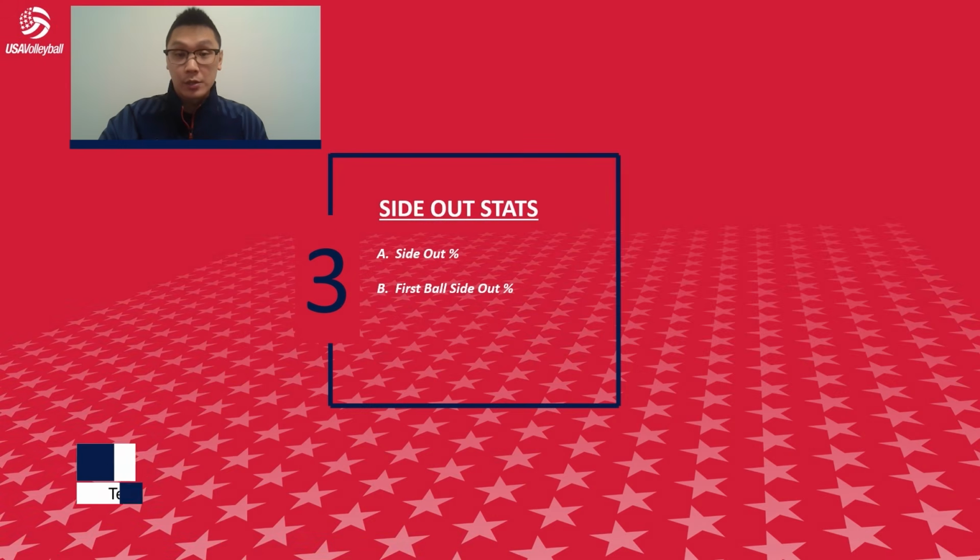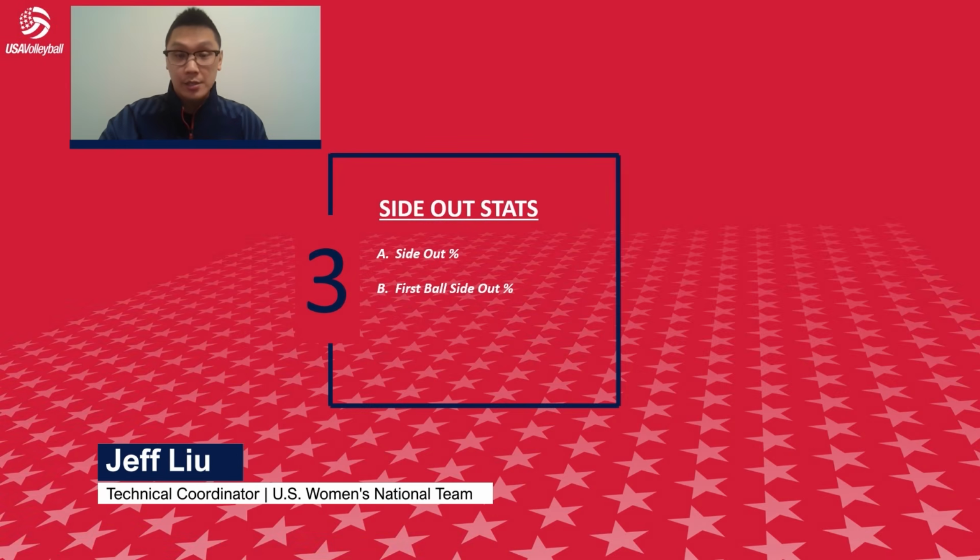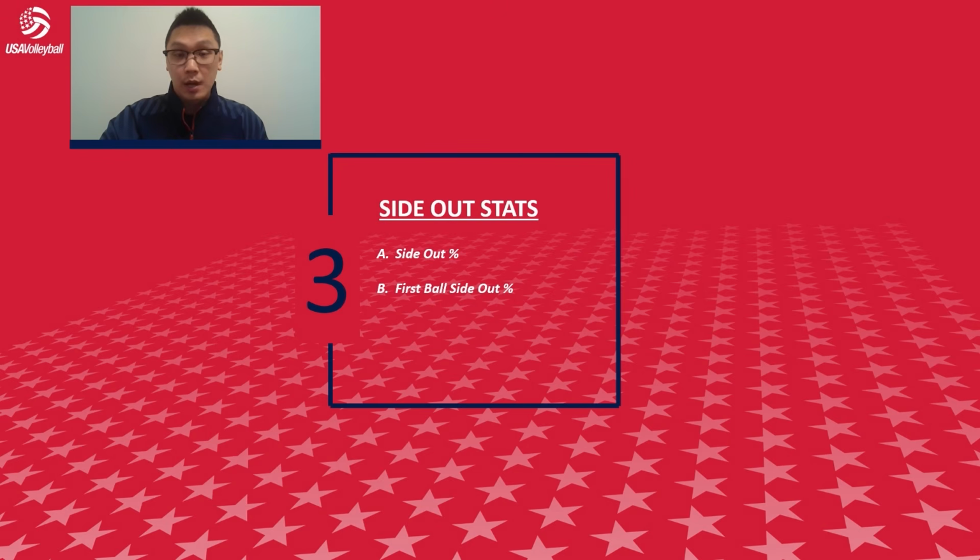The last category we'll talk about is our side-out stats. This is something that your coaches will pay attention to a lot more. Your first one we'll talk about is just your basic side out, followed by our first ball side out, or as some people call it, our first ball kill.